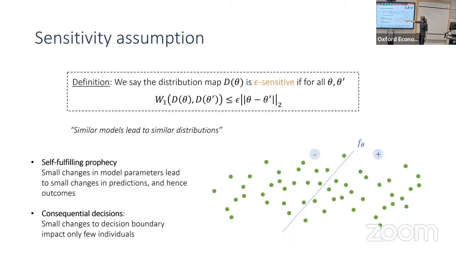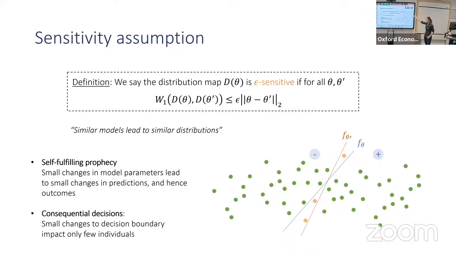So this is an illustration. Let's say we have data points and a decision boundary. We change the decision boundary a little bit. This only impacts a few people that are in orange. If I change it more, it impacts more people. So it's trying to have this sort of Lipschitz relationship between model changes and distribution.